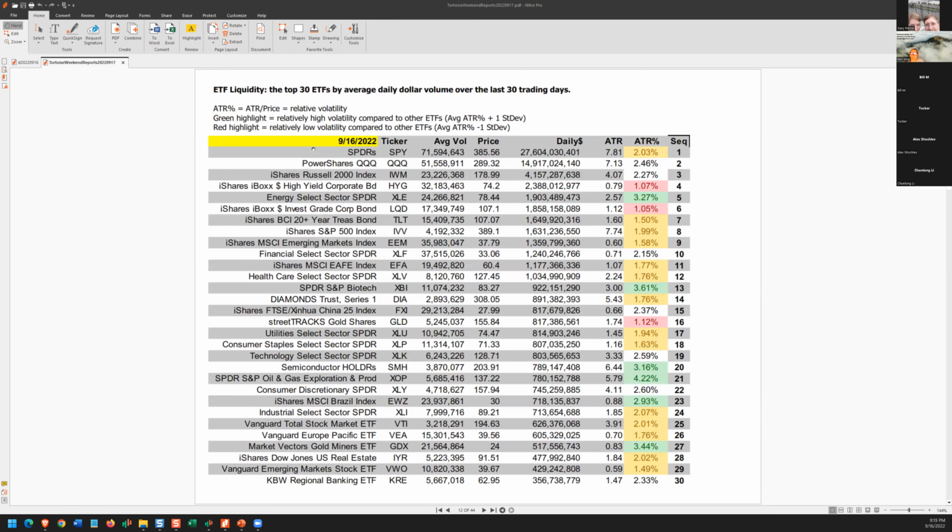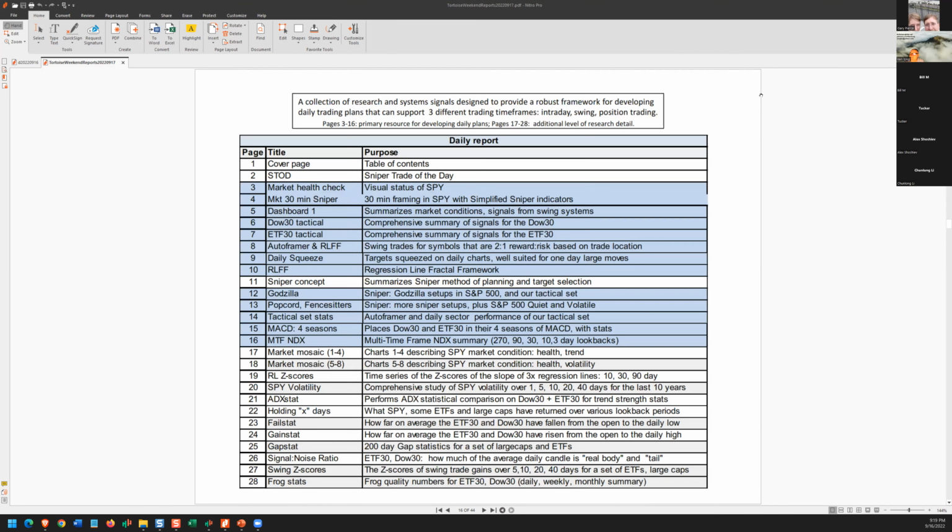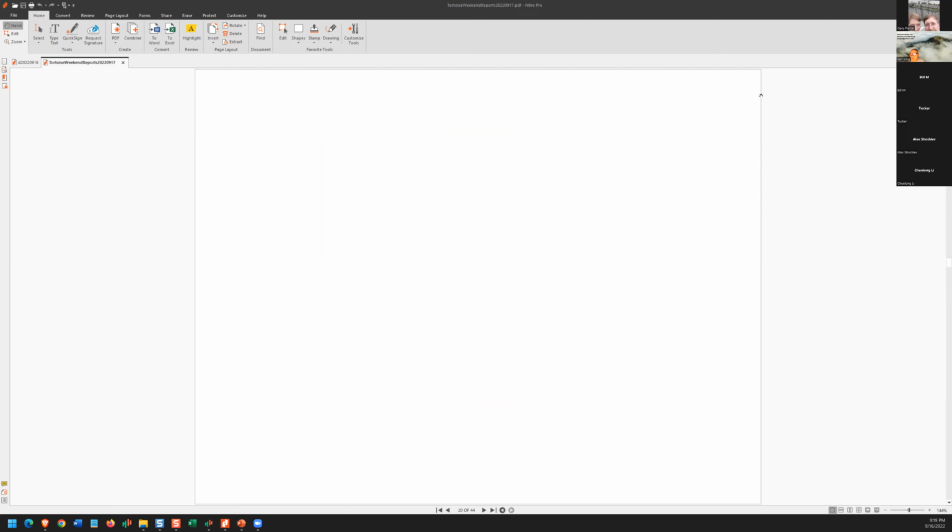Take a quick look at the ETF liquidity report. We're looking at the ATR percentage. These are the top 30 by average daily dollar volume for the last 30 days. In the green are the ones that are liquid and volatile enough for short-term trading. So energy, biotech, semis and oil and gas, Brazil, and the gold miners. Good. We'll hustle to the daily.